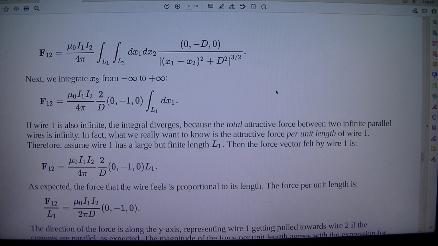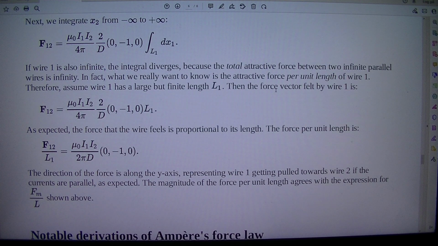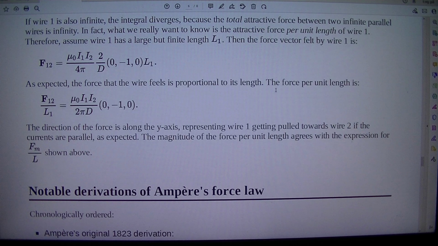Next, we integrate from negative infinity to infinity if wire 1 is also infinite. The integral diverges, because the total attractive force between two infinite parallel wires is infinity. In fact, what we really want to know is the attractive force per unit length of wire 1. Therefore, assume wire 1 has a large but finite length. Then the force vector felt by wire 1 is as expected.